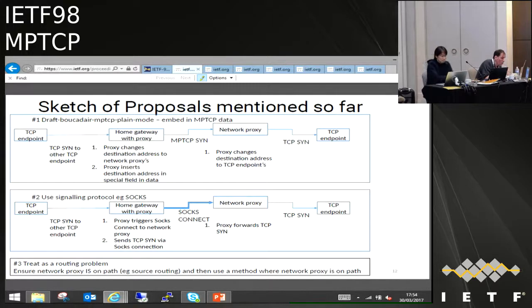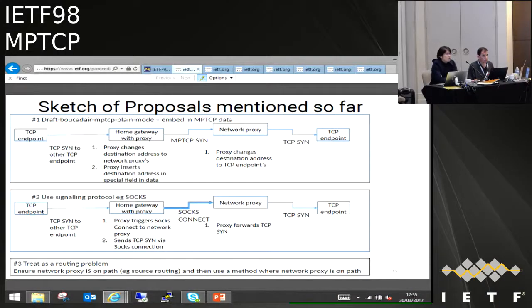Mirja Kühlewind from Nokia. The way the solution is described in the plain mode right now is that if there is an end-to-end MPTCP, the proxy doesn't do anything. So we are transparent to it. But if either the server doesn't support MPTCP or the client doesn't, or both, then the proxy will do something. It will initiate MPTCP to get the two connections.